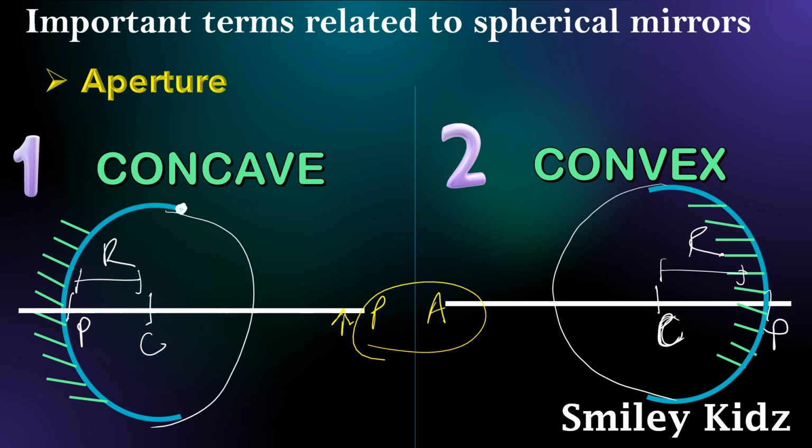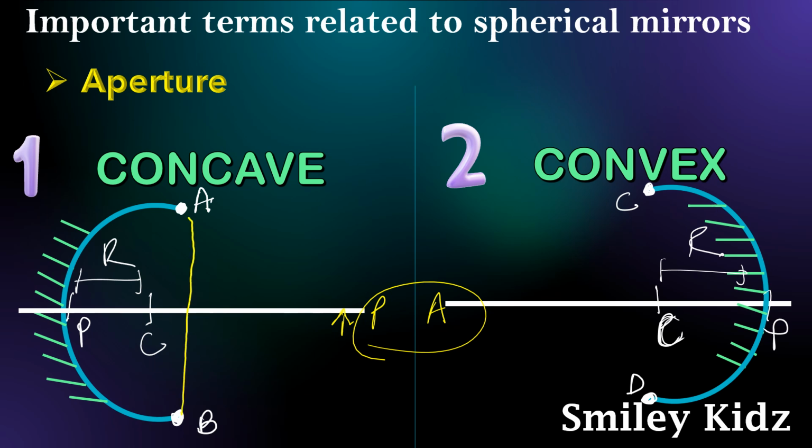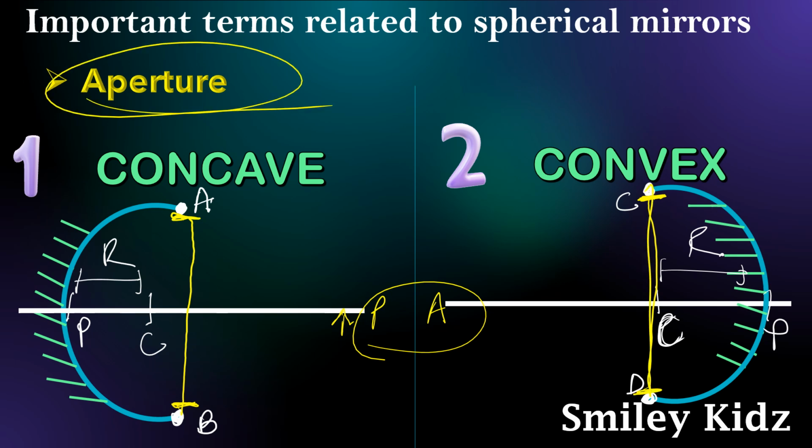Let's consider one end of the mirror as A and the other end as B. Now let's eliminate the sphere and let's consider this as C and this as D. Now, what is aperture? The distance between A and B is termed as aperture. And here the distance between C and D is termed as aperture. This means the distance between the two extreme points of a spherical mirror is called the aperture.